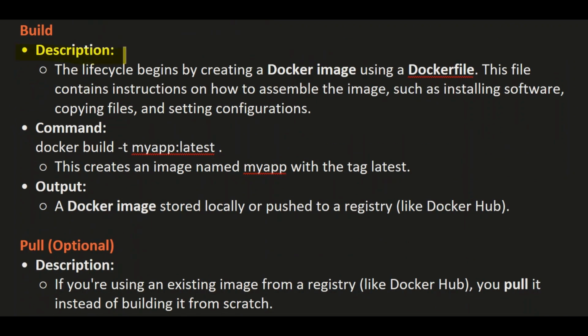Build. Description: the lifecycle begins by creating a Docker image using a Dockerfile. This file contains instructions on how to assemble the image, such as installing software, copying files, and setting configurations. Command: docker build -t myapp:latest. This creates an image named myapp with the tag latest. Output: a Docker image stored locally or pushed to a registry, like Docker Hub.